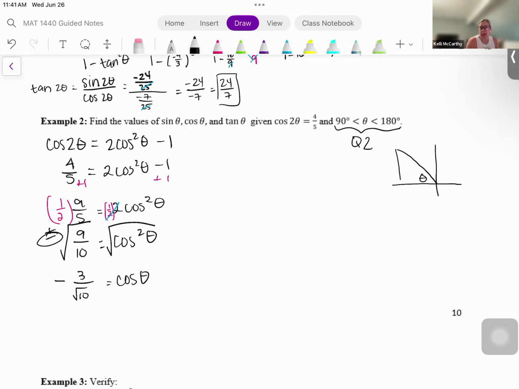So now we have that ratio for cosine, which tells me that the adjacent side is going to be -3 and the hypotenuse is the square root of 10. Notice I'm not trying to rationalize at this point, simply because I'm just trying to label my picture. But when I go to state the value for cosine theta, I will rationalize at that point.